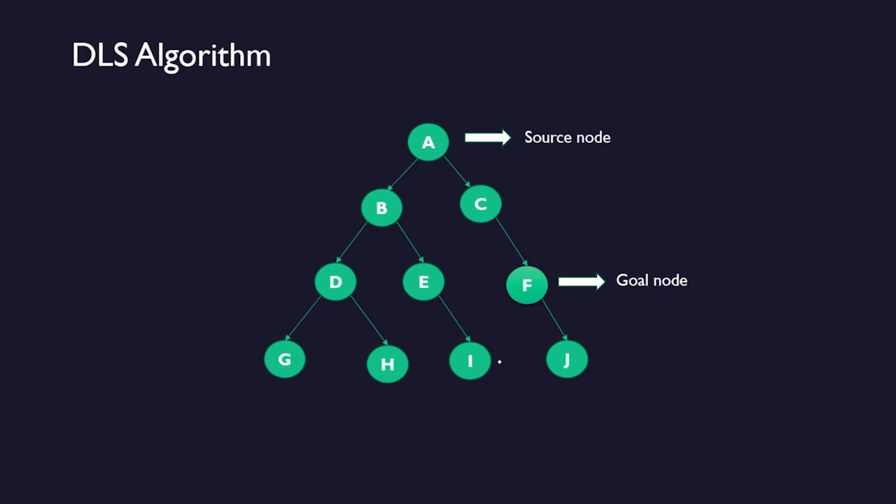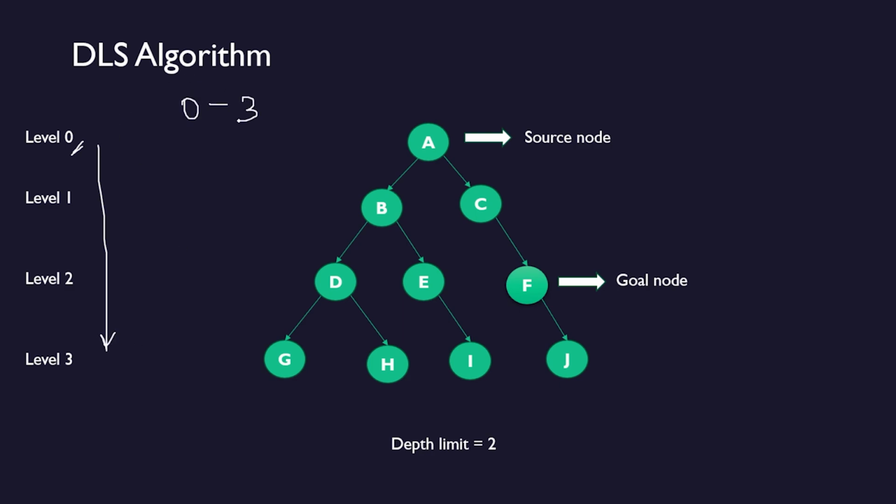You also have to define something called a depth limit here, which I've taken as 2. You also have to number your graph with levels, where you start from the topmost as 0 and proceed downwards. Since I have 4 levels here, I have numbered it from 0 to 3. This is very important because this helps you decide the depth limit.